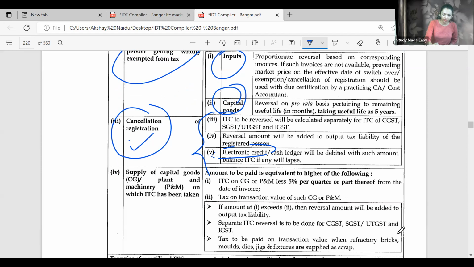Now, supply of capital goods, plant and machinery on which ITC has been taken. अब ये concept important है. Ma'am, capital goods purchase. I have purchased this capital goods. This is my capital goods. ITC credited to the electronic credit ledger. I have spent 12 months with my capital asset. Another 12 months with my capital asset. Now, almost 24 months done. Now after that I find I want to sell it.